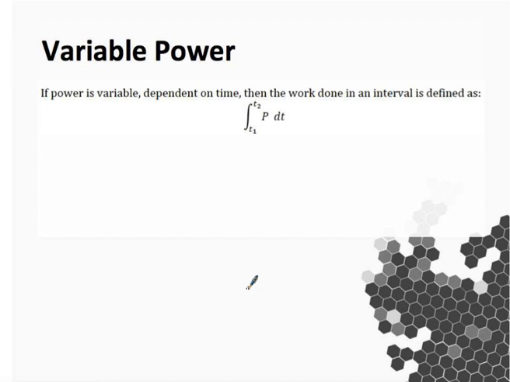Variable power. If power is variable, dependent on time, then the work done in an interval is defined as the integral between initial time and final time for our function of time integrated with respect to time. So let's look at some examples.